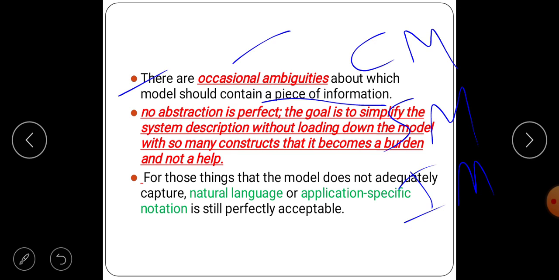Some information should be contained, and that will be the confusion here. Okay, that is the confusion here.